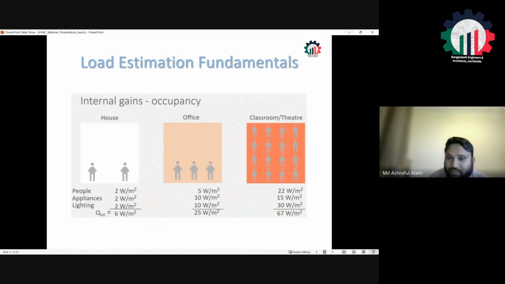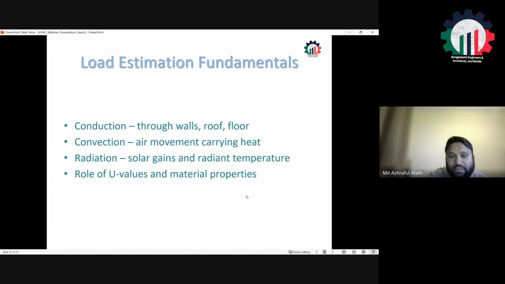If we are using 500 watt lights, then that energy will be accumulated in the HVAC loads. And if we are using computers and many other appliances, printers or whatever it is, all these loads will be calculated as a heat gain and will ultimately affect the HVAC loads. So these are all the loads we need to consider for an HVAC load calculation.